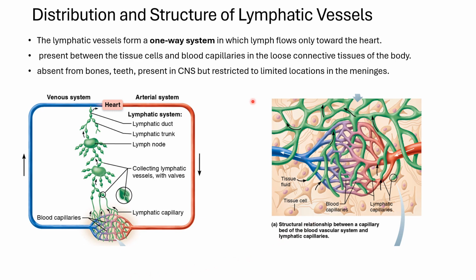And now there are some points about the lymphatic vessels. It is a one-way system, in which the lymph flows towards the heart. So they go towards the heart. They don't come back towards the body. That is like from the blood it has leaked out. And then they are present in between the tissue cells and the blood capillaries. See, they are present here, the lymphatic vessels. And there are some tissues in which there are no lymphatic vessels, like bone, teeth. In the CNS, they are present only in the meninges.